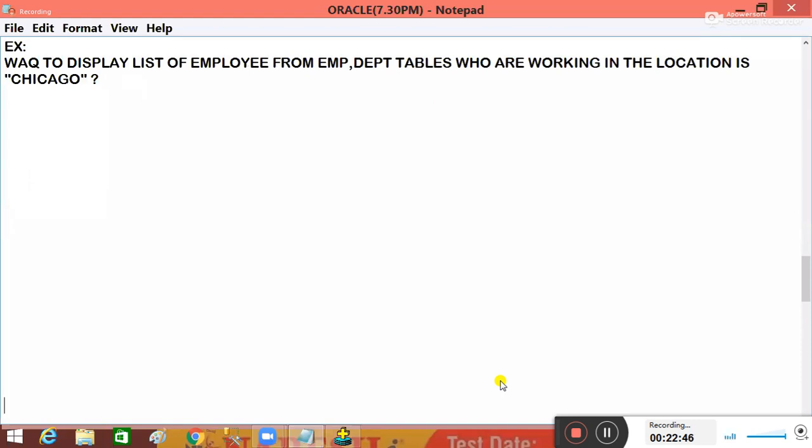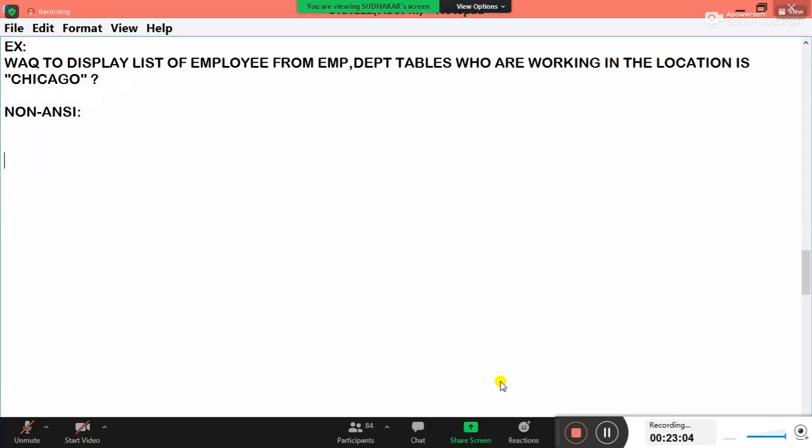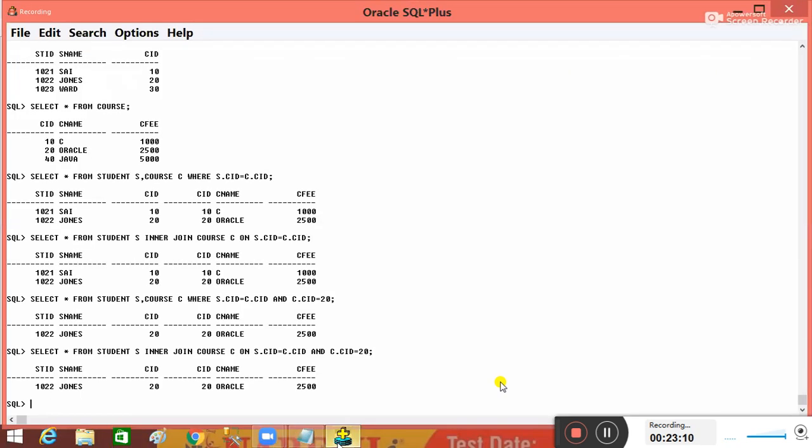So I want to display the list of employees from EMP, DEPT tables who are working in the location Chicago. Here also, if we want to write this query as an equijoin, that is called non-ANSI, and I also have to write ANSI. So let us observe how to write equi and inner joins here. But before that, guys, let me look at my tables.